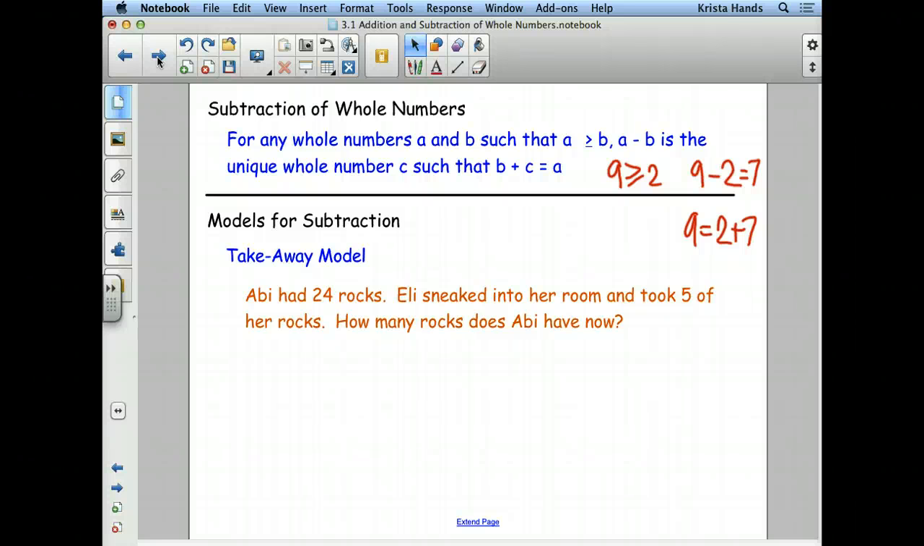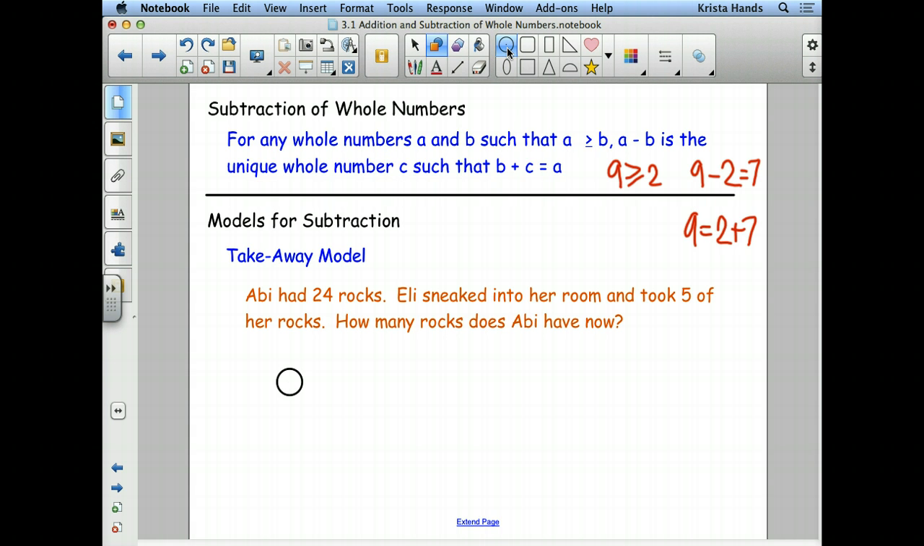Abby had 24 rocks. Eli sneaked into her room and took 5 of them. How many rocks does Abby have now? Okay, so this is an example of the takeaway model. You actually have something that you're removing pieces away from. Nothing special about the rocks, except that they do create a concrete object for us to be able to draw. So I'm going to draw some rocks. You draw your rocks, I'm going to draw mine.